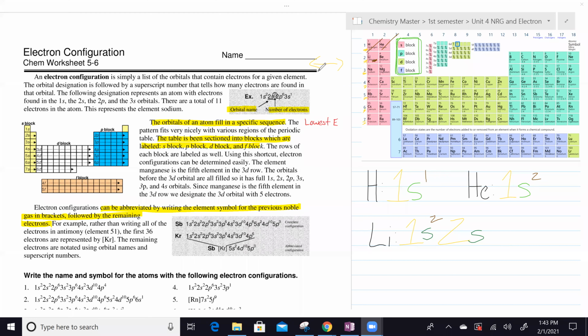2S1. This is the address for lithium. 1S2 covers hydrogen and helium. 2S1 covers lithium. Okay. All right. Ready to bump it up?